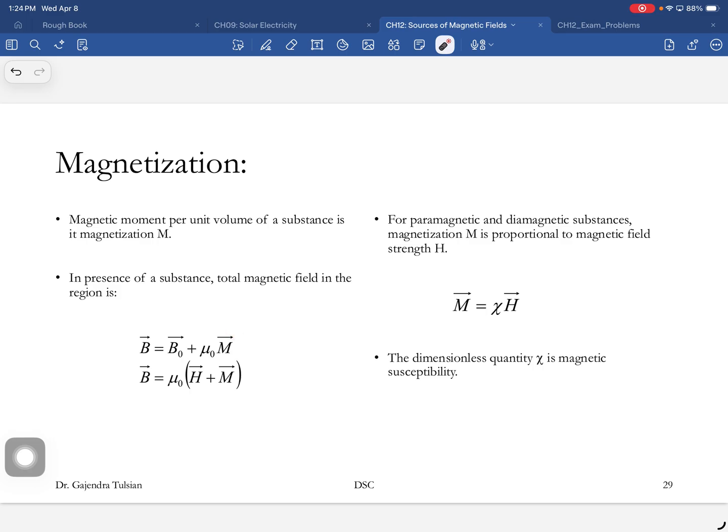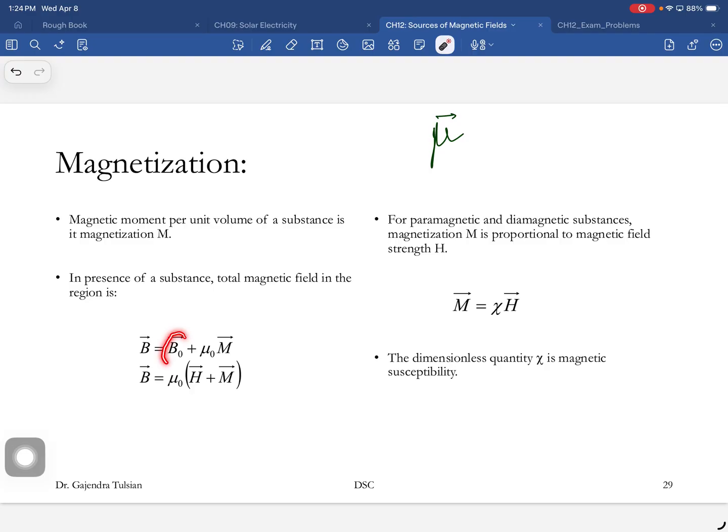There's something we define called magnetization. Remember, the strength of a magnet is equal to the magnetic moment. So the magnetization is the magnetic moment per unit volume of a substance. If you have some magnetic material, it has a bunch of magnets, and the magnetic moment per unit volume is denoted by M.